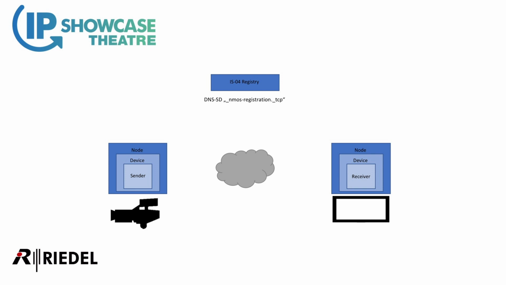Because the background is, how do you find the devices so that you can connect them? First, you have to identify them in your network before you can then say, okay, sender A, go to receiver B. So each device in the network which is following ISO 4 is creating a data structure that describes, vendor independent, what kind of interfaces I have, what kind of senders or receivers I have, and what flows they are carrying. And they are looking for this registry with DNS-SD. That's what John said before.